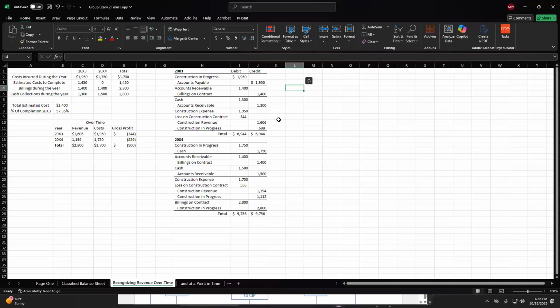And then you're gonna have to change the 2024 one too to accounts payable. And the ones on the other. I don't know about you guys, but I also have billings on contract and CIP as the last one, because you have to close out the billings on contract to the CIP. Yeah, I have that as well for the 2024.